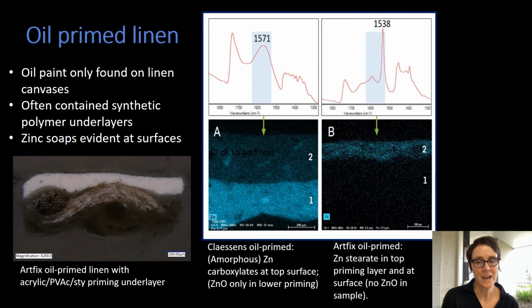In sample B, however, which contains no zinc oxide, zinc stearate was likely a constituent in the priming formulation. In 3 out of the 4 cases, the oil-primed canvases were found to also contain synthetic polymer-based underlayers, and thus the benefits for artists choosing oil-primed canvases appear to be unclear.